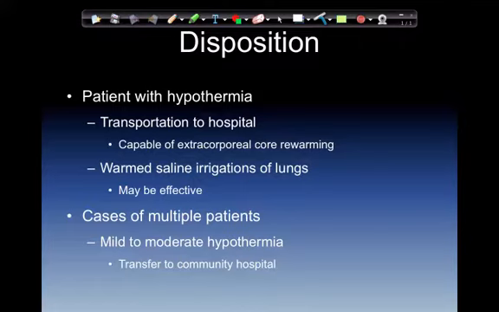Disposition: the patient with hypothermia should be transported to a hospital capable of extracorporeal core rewarming. Warm saline irrigation of the lungs via bilateral thoracostomy tubes may be effective. In cases of multiple patients, options may be limited to this. Mild to moderate hypothermia you can transfer to pretty much any community hospital that can do passive rewarming.